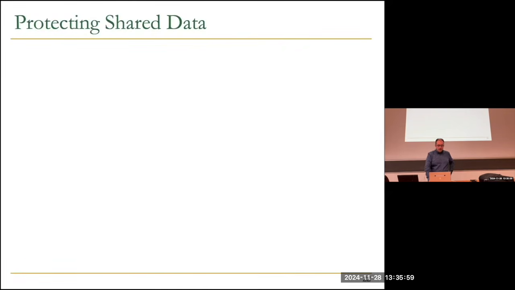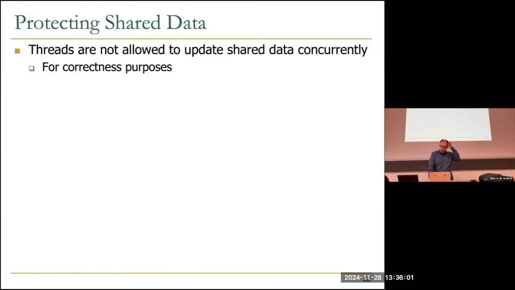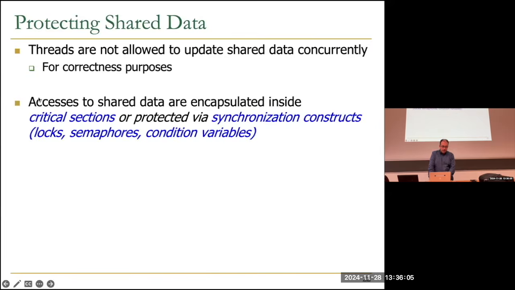So as I said, protecting shared data is important. Threads are not allowed to update shared data concurrently for correctness purposes. That's why accesses to shared data are encapsulated inside critical sections, for example, or protected via synchronization constructs like locks, semaphores, and condition variables, which can lead to critical sections in the end as well.